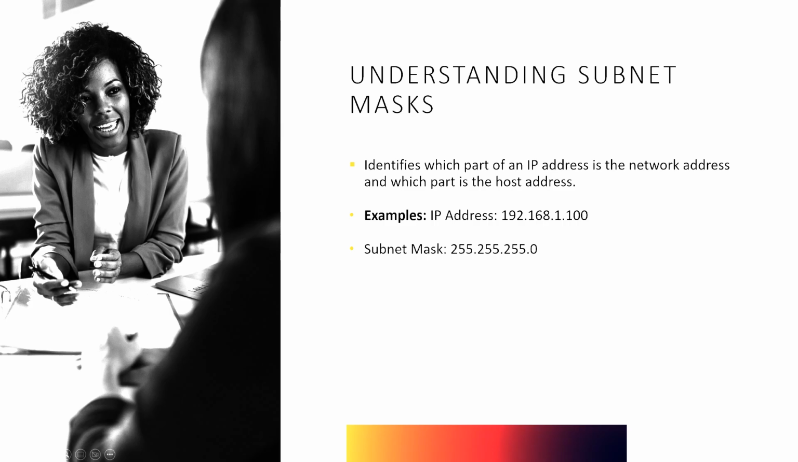To understand subnet masks, a subnet mask is a 32-bit number that defines the network and host portions of an IP address. So, 192.168.1.100, just about what everybody sees. These first three sets of numbers you should be very, very familiar with, as well as the 255 going across.